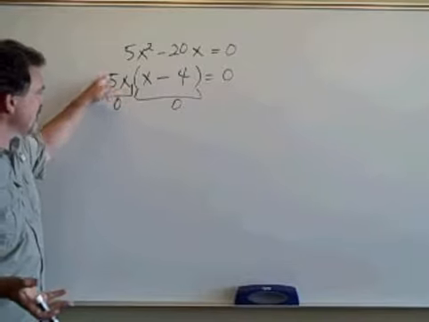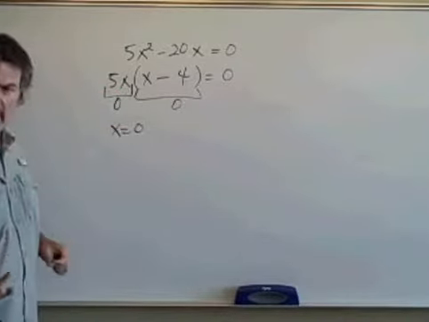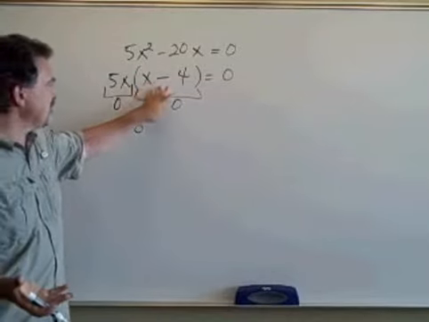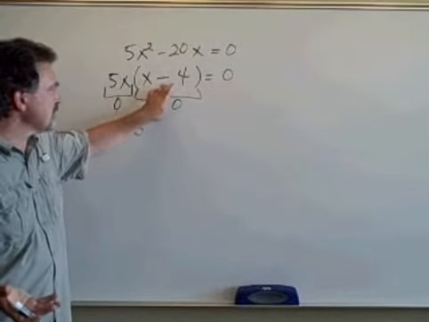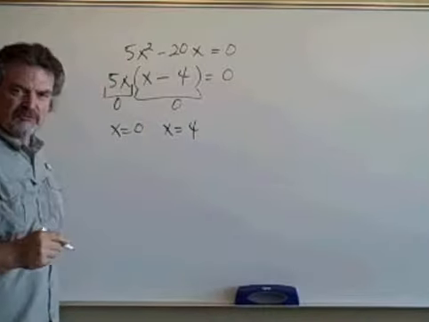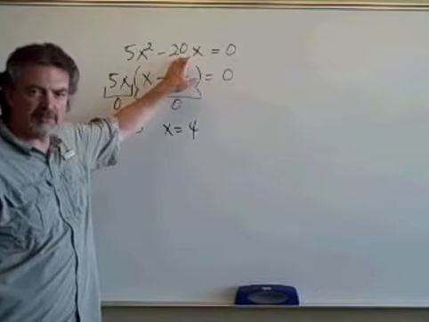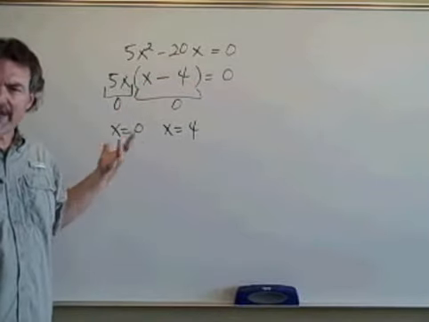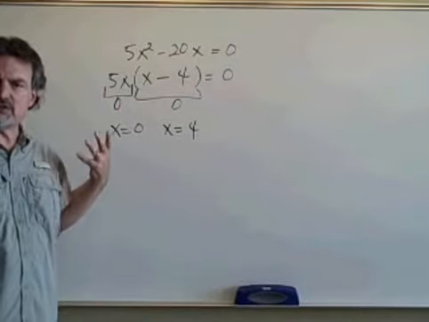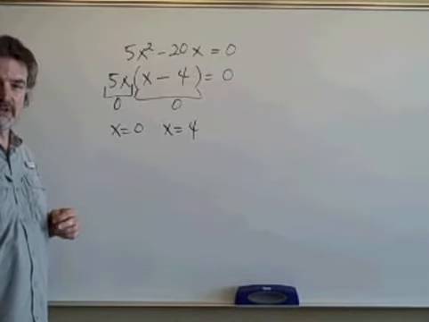Well, if x was 0, this quantity would become 0. So there's one solution, x equals 0. And if x were 4, 4 minus 4 would make 0. So our other solution is x equals 4. So again, when the constant term is missing, use factoring because it's so easy to solve a quadratic equation of that nature with your factoring technique.